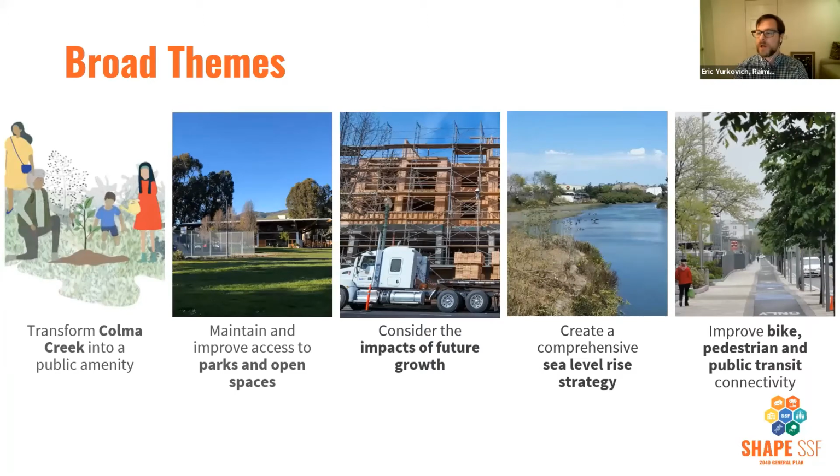We also heard about a real strong desire to transform Colma Creek into a public amenity. People were interested in making sure that it was maintained and improved so that it could hold the stormwater capacity that it needs to keep us safe, but then also create opportunities for social interaction, gathering, as well as physical activity and mobility along that linear corridor that runs all the way from the bay through the heart of South San Francisco.